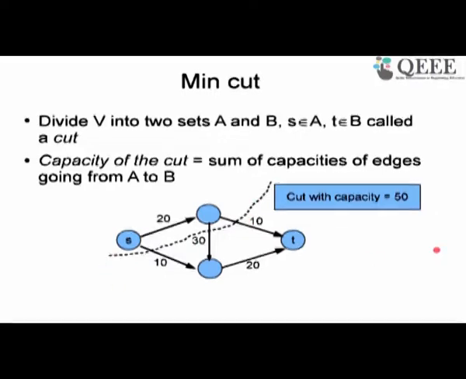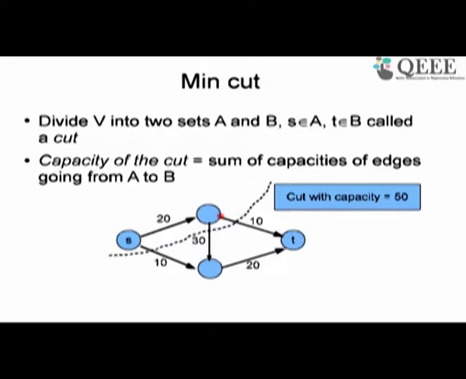Now when you ask how much of the capacity this line is cutting, you have to look at edges going out from A to B. This set is called A, the set which contains the source S. The set which contains T is called B. So we are asking how many edges go across the cut line from A to B, and for those edges, what is the total capacity?